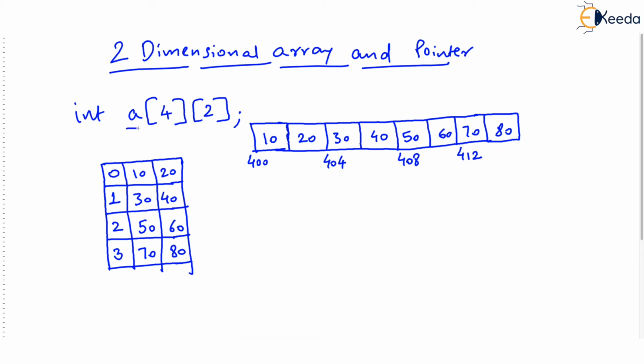Now look at this declaration. We have an array of 4 rows and 2 columns. This is the way how we read it. So the 4 rows I have shown here are 0, 1, 2, 3. These are the row numbers. And just check, there are 2 columns. So the columns are also labeled as 0, 1.